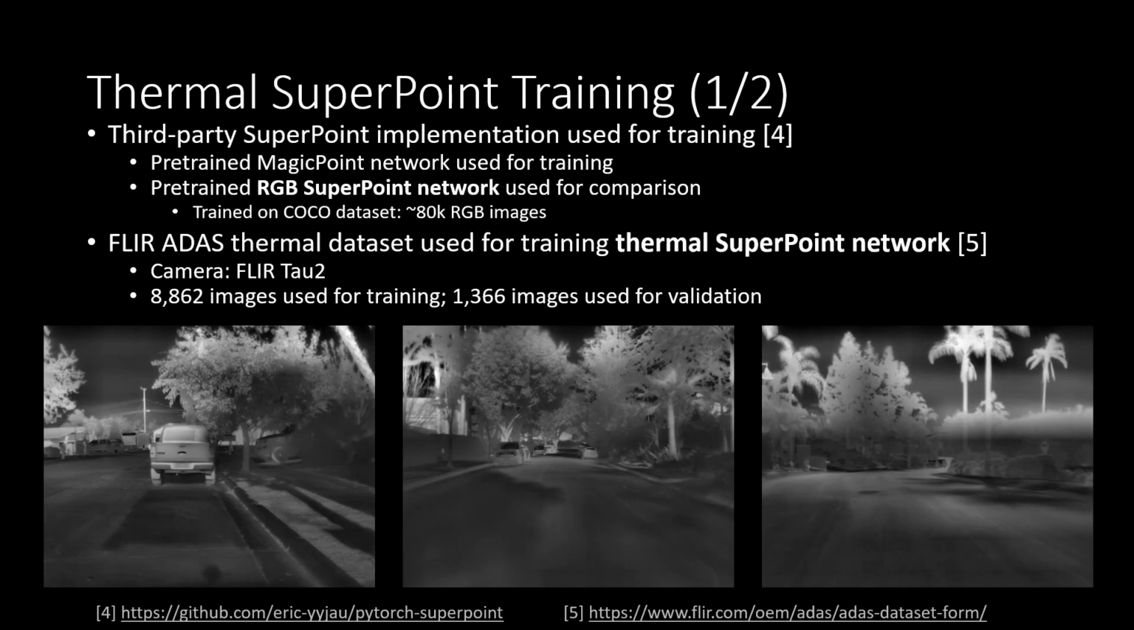We use a third-party SuperPoint implementation called PyTorch SuperPoint for training. The repository includes a pre-trained MagicPoint network and a pre-trained RGB SuperPoint network that was trained on 80,000 images in the COCO dataset. We use the pre-trained MagicPoint to generate pseudo-ground truth and train our thermal SuperPoint network on the FLIR thermal dataset. This dataset contains images taken from a car. A sample of the images are shown here.